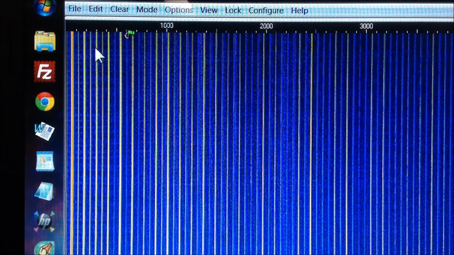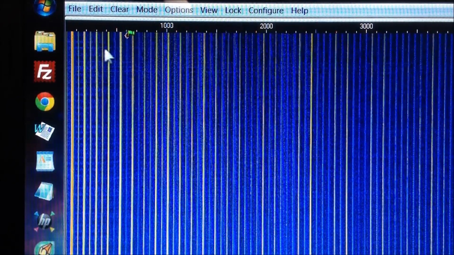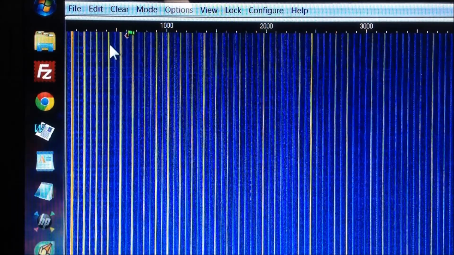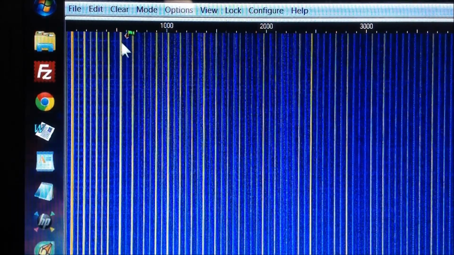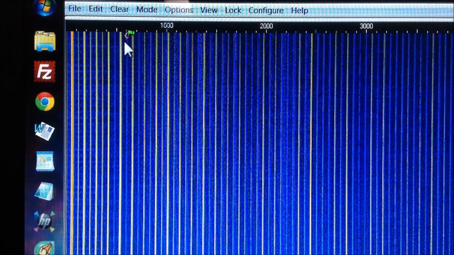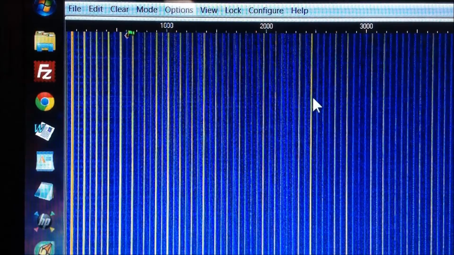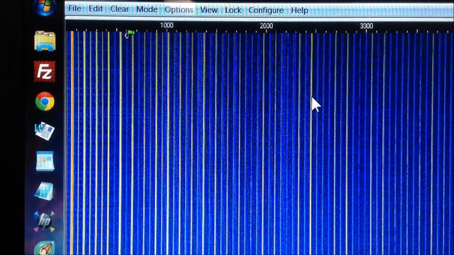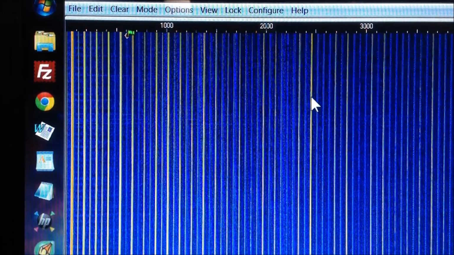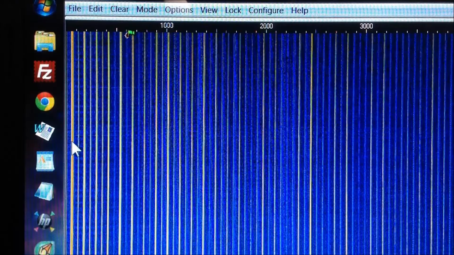180. Then we have 300. Then we have 540. And so on. 540 is right there. And here's a very bright line. The brighter the lines, the stronger the energy. So notice how many harmonics there are of this main 60 hertz signal.